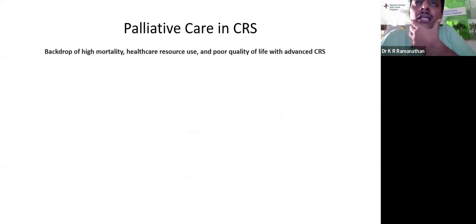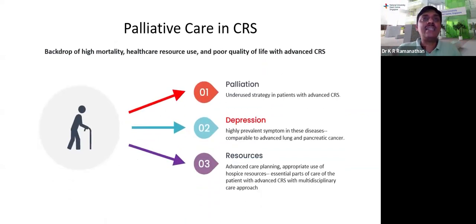One thing which has not been highlighted, and I have to do that now, especially in the backdrop of high mortality, high healthcare resource use, and poor quality of life of this group of patients, is the fact that these patients might need to be palliated at some stage. So clearly, you have enough treatment options, but you need to understand that not all patients can be rescued with your medical therapy or your interventional therapy. A few of them would need palliation.